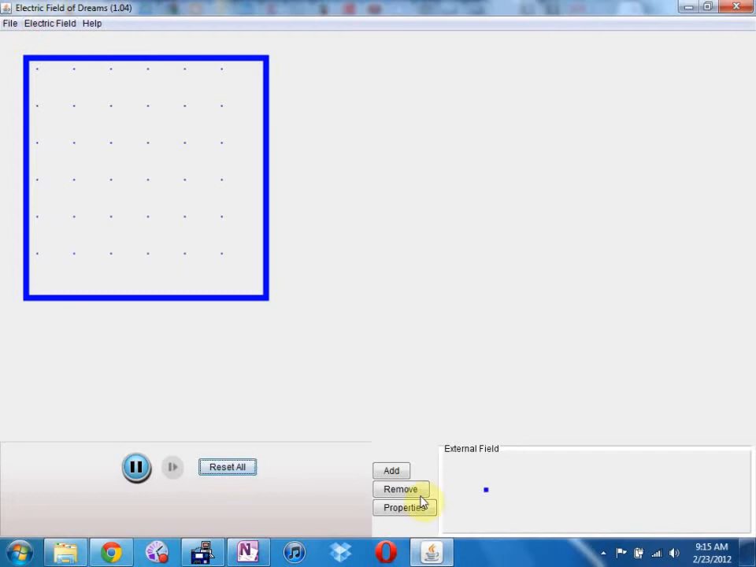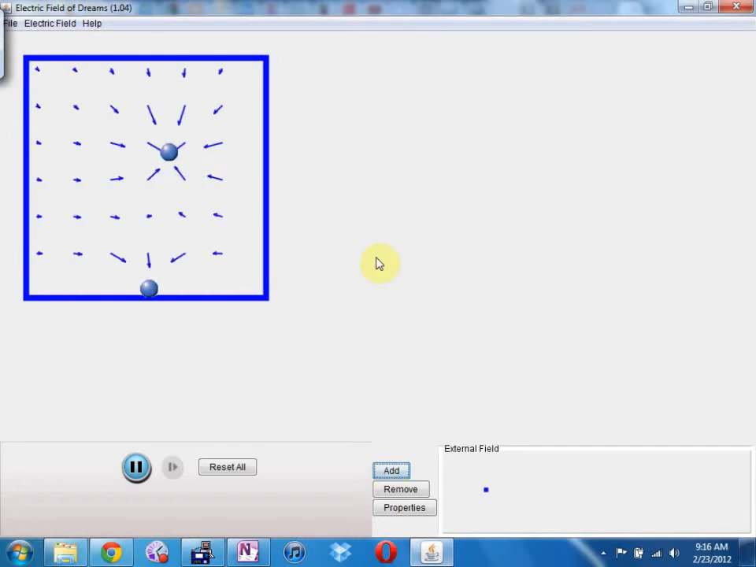File, add a charge. So here's a positive charge. Or is it a negative charge? How can you tell? Look at the arrows. Are the arrows pointing towards or pointing away from this charge? Which way would a positive charge want to move if it could? That's the direction that an electric field is defined as. So if it wants to move towards this, is this negative or positive?